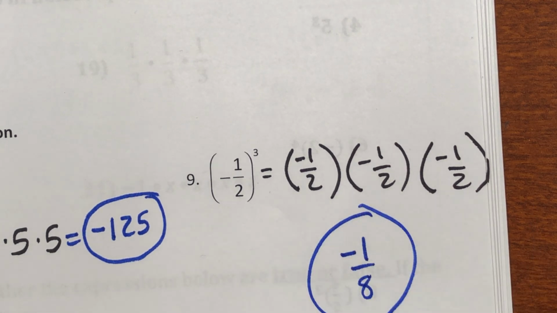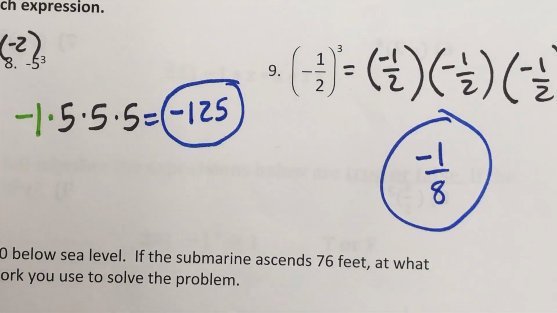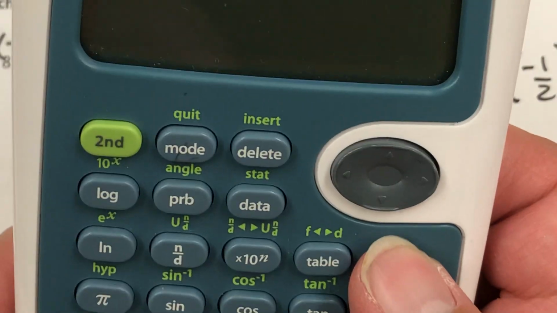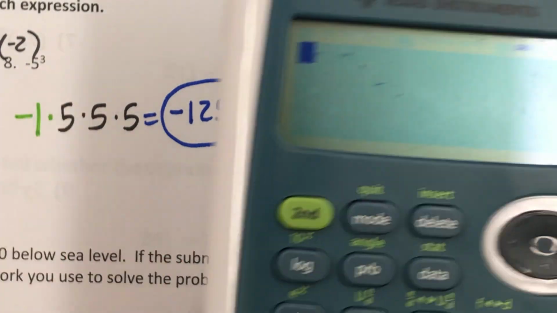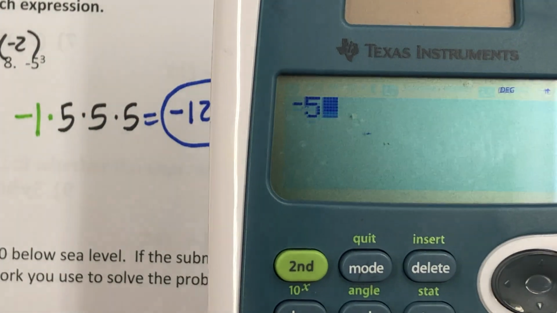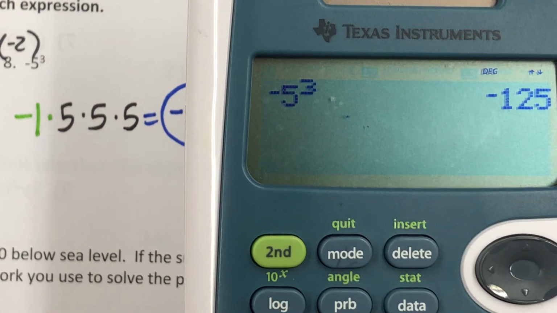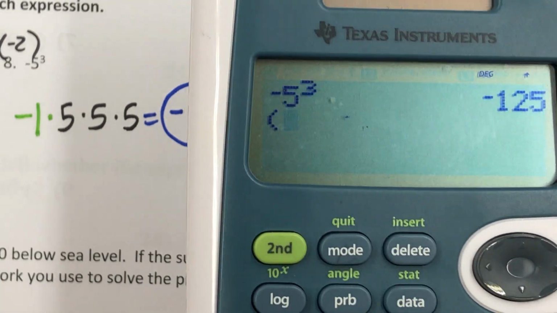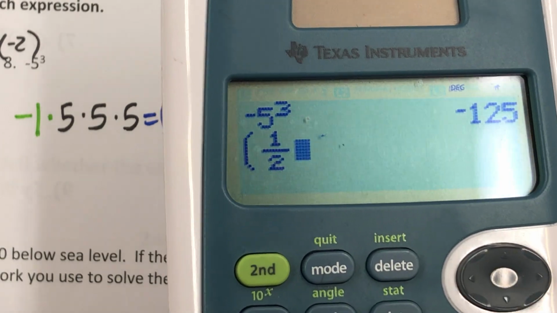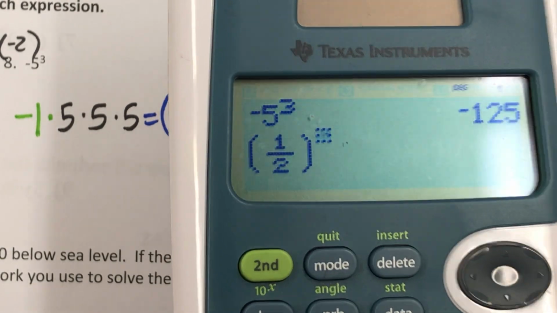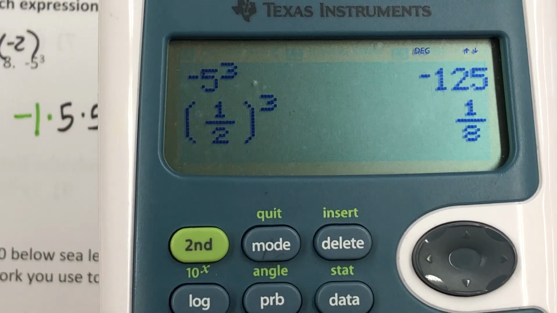And just because I like to check things, I'm going to check those last two answers on my calculator to be sure I'm correct, because there's no reason not to check your work. So for this one, remember, there's no parenthesis. So it's -5 to the third power, which gives me -125. The next one does have parentheses. Parentheses 1/2. Get off of the fraction before you put the parenthesis, and then press the caret button to get 1/2 to the third power, which is 1/8.